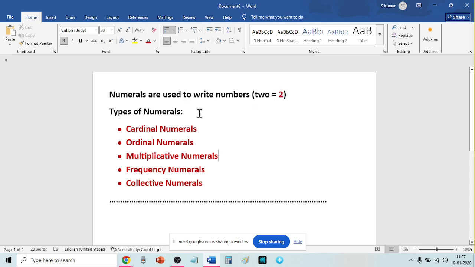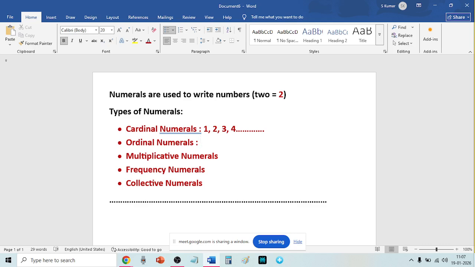Now, these are the types of numerals. The first kind of numerals, we call them cardinal. We represent them by 1, 2, 3, 4. These are cardinal. Only the numeral, nothing else. Got it? So 10 would be a cardinal. 50 would be a cardinal. 100 would be a cardinal.